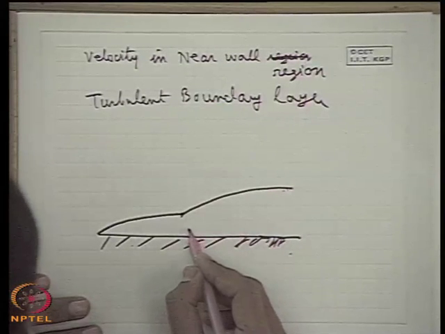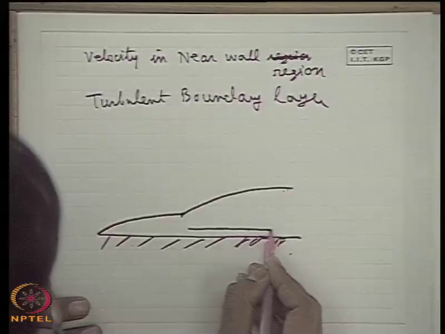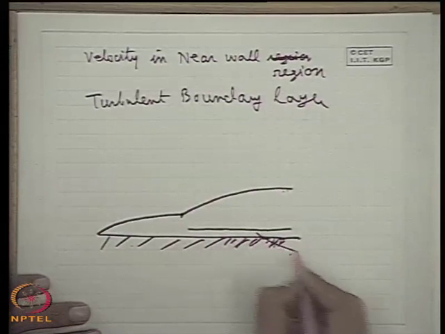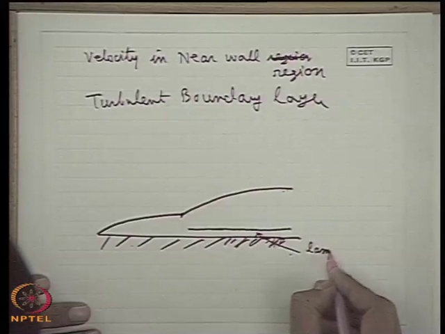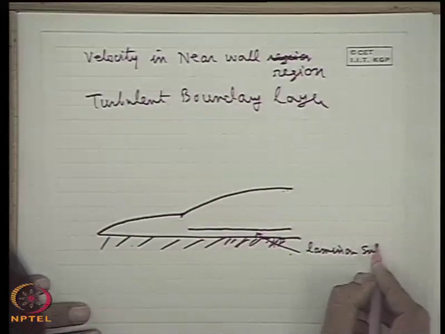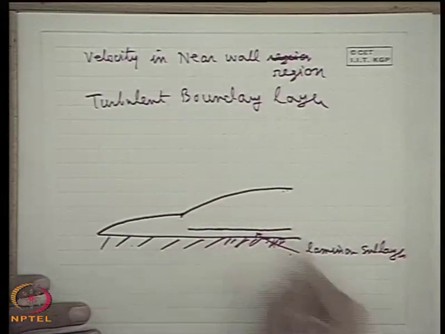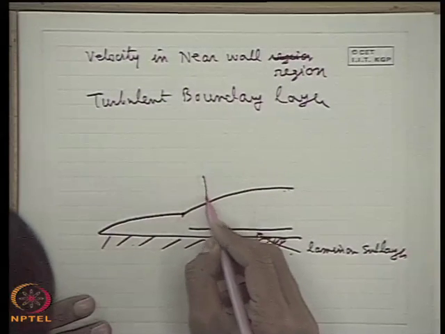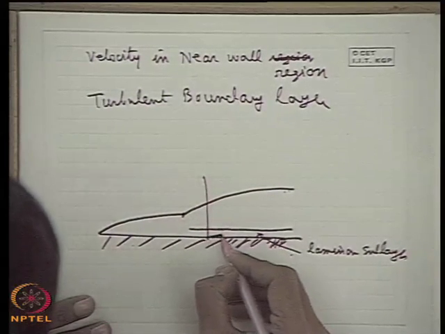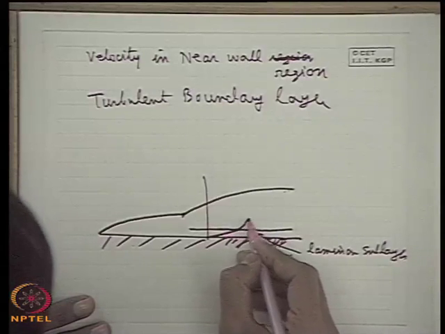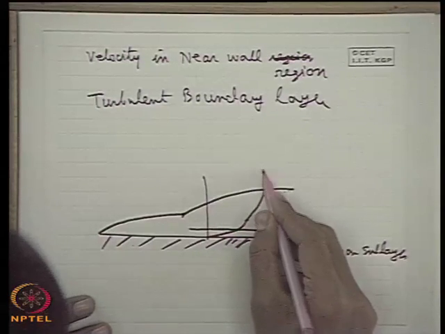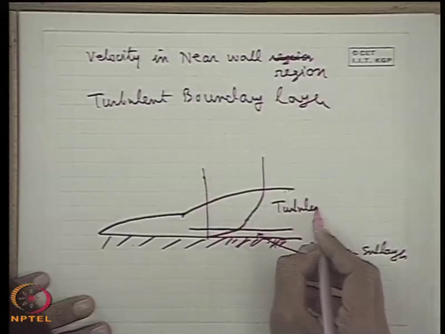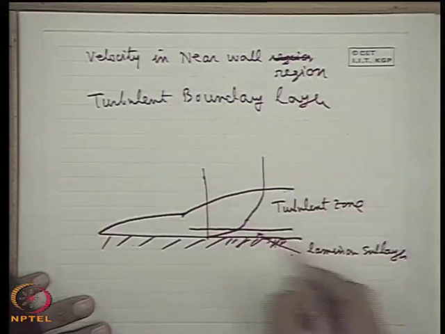But very near to the plate, the solid surface, the flow is like laminar flow, and this is known as the laminar sublayer, where the flow is laminar. If you see the velocity distribution, in the laminar sublayer the velocity is almost linear, then it goes like this in the fully turbulent region. So this is the turbulent zone, and this is the laminar sublayer.